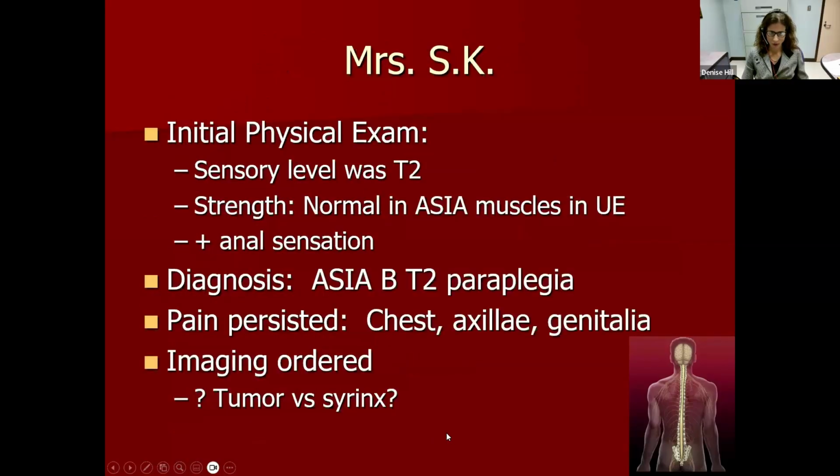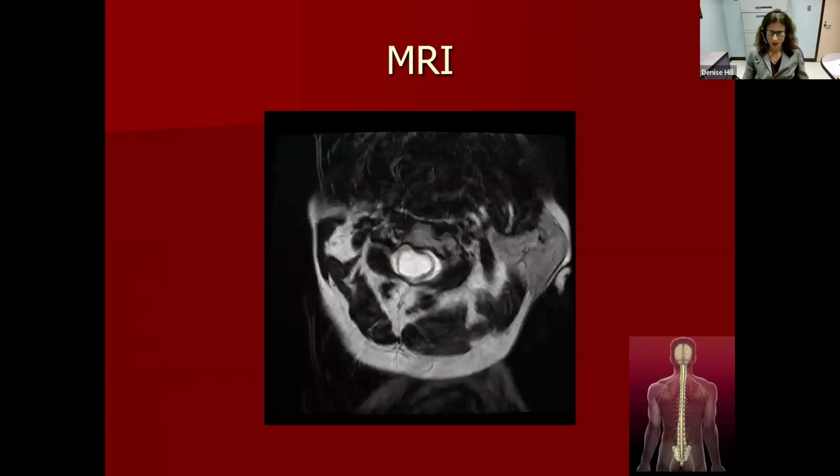In her case, what we did is a baseline physical exam. She had a sensory level, not surprisingly, at about T2. Her strength was normal in the upper extremities, and she had no strength in her lower extremities, but she did have digital rectal sensation. And so her diagnosis is ASIA B, or AIS B, T2 paraplegia. One of her main issues that prompted me to order imaging was how severe her pain was. And so I ordered an MRI. I thought initially that maybe her tumor was back, even though there was no evidence of a change in function or in her exam, from what she could tell me. So this is her MRI.